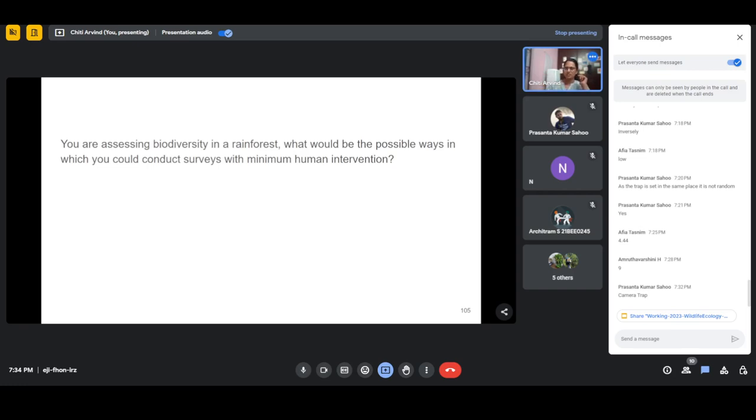What is another way in which you can monitor biodiversity or assess biodiversity without much human intervention? So why are camera traps having less human intervention? Because you can just go and deploy them in the field and then collect them after several days and just assess the data, whatever has gone into it. Collect the photos and then analyze it. What are other ways?